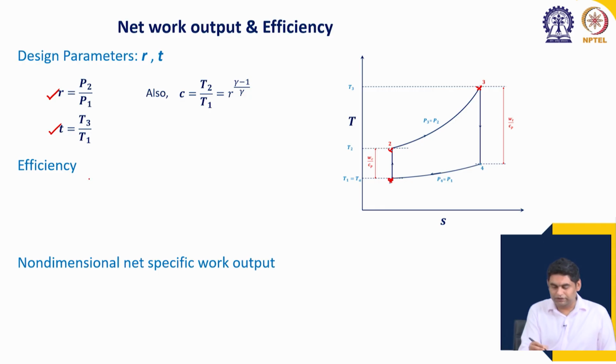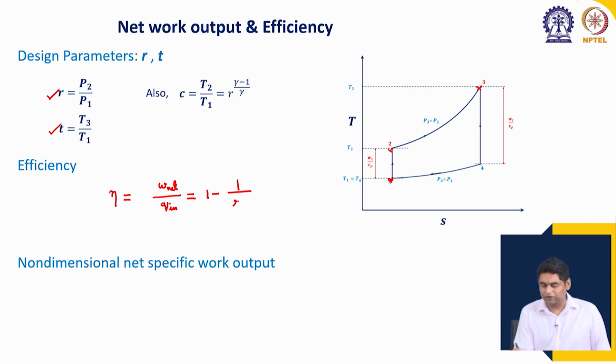Now, in terms of these design parameters, we generally calculate the performance parameters. What are the performance parameters? 2 performance parameters are important. One is the efficiency of this cycle, or efficiency of the ideal gas turbine. This we had defined as eta. In the previous class we had defined it to be equal to W net by Q in, and we found an expression for this which is equal to 1 minus 1 by R to the power gamma minus 1 by gamma.